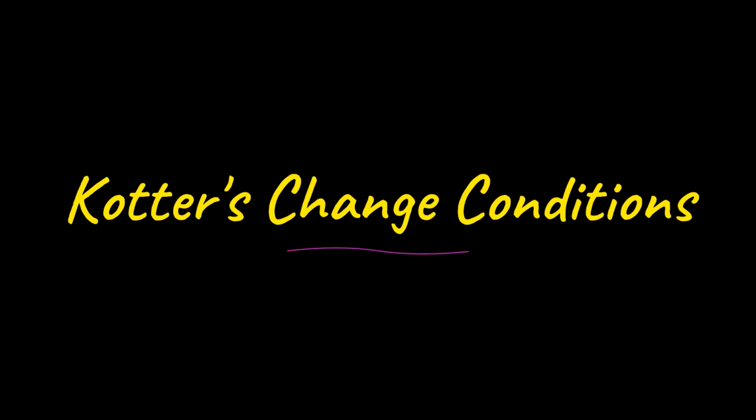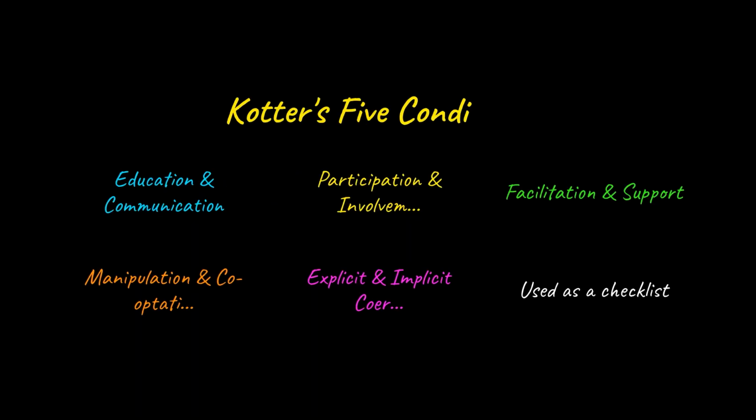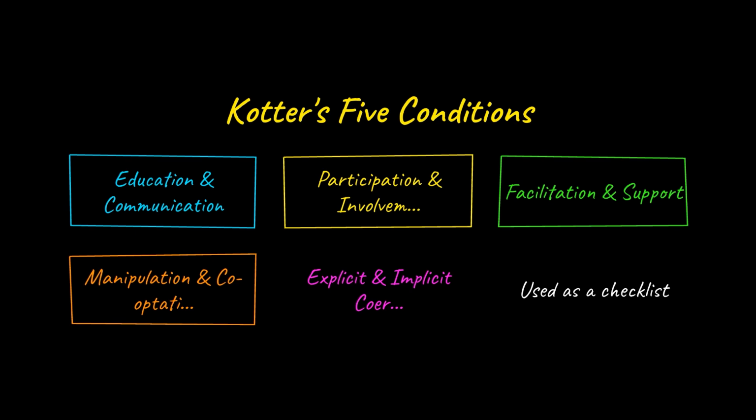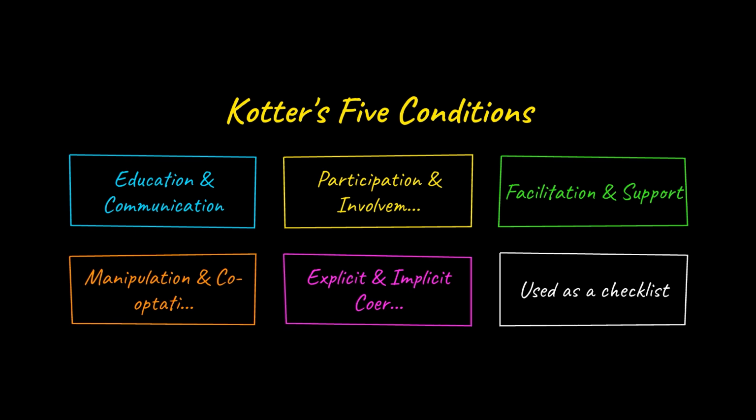John Kotter identified a set of structural conditions that any change effort must address to succeed. These aren't sequential steps. They're a planning checklist that change leaders use to avoid predictable failure points. The 5 conditions are education and communication, participation and involvement, facilitation and support, manipulation and co-optation, and coercion. Each addresses a different way that change efforts break down when leaders ignore the human and political realities of organizations.